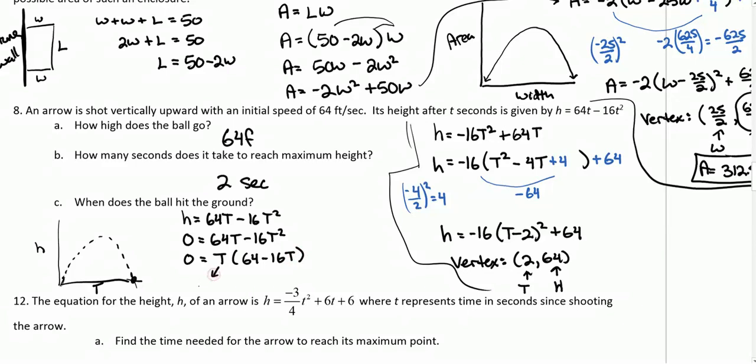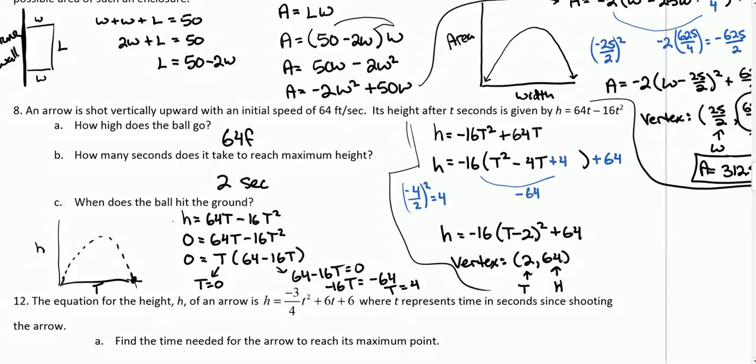And so we end up with either t is 0 or 64 minus 16t is going to equal 0. Solve the second one. We get negative 16t is negative 64. Divide by negative 16 and you get t is 4 seconds. So when does the ball hit the ground? Either at 0 seconds or 4 seconds. 0 seconds is when the ball is hit, and 4 seconds is when it lands.